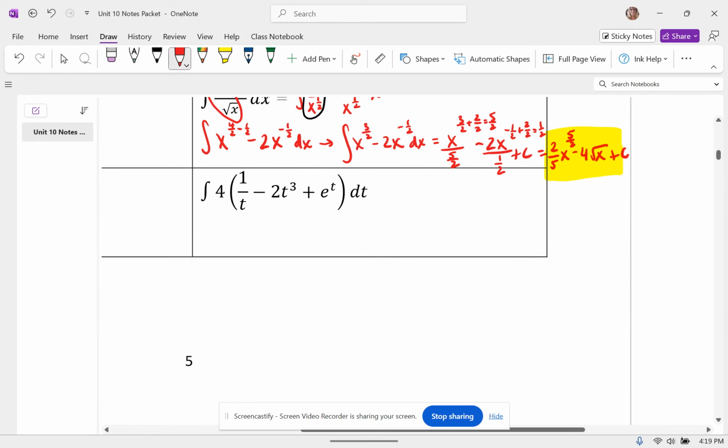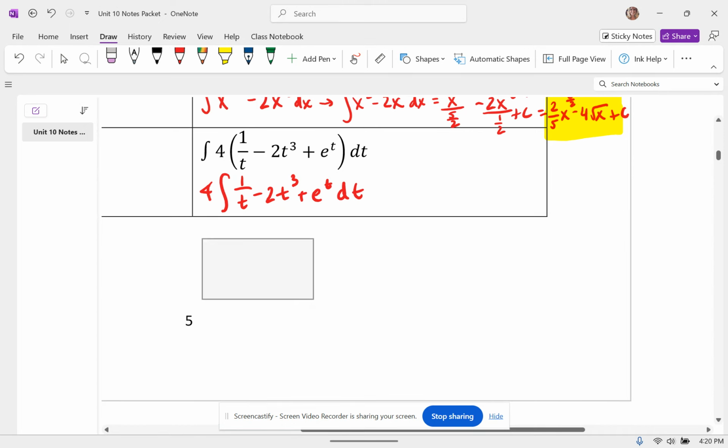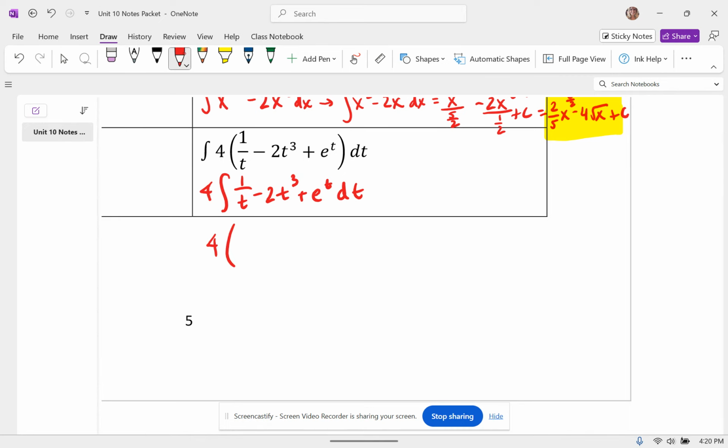I'm multiplying this whole thing inside the integral by 4. Oh, the 4 is so coming out. All right, there we go. Now I've got this. Okay, this is pretty easy. I'm just going to work piece by piece now. So I've got 4 times, and then remember, I've pulled it out of the whole integral, so whatever I end up with in here, I've got to be tacking on at the end. The integral of 1 over t is going to be the ln of the absolute value of t, and then minus 2t to the 3 plus 1 divided by 4, plus e to the t, and then plus c.